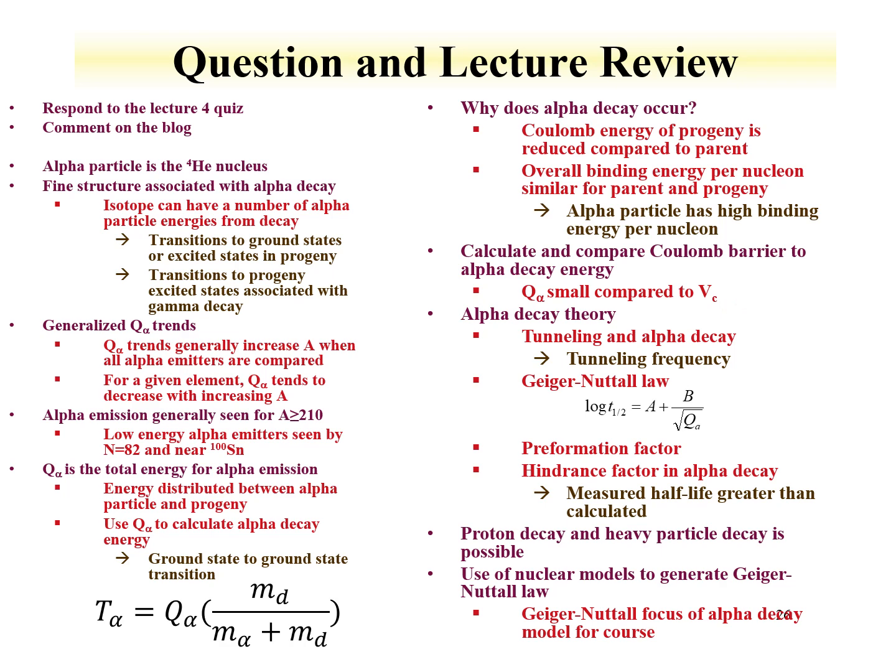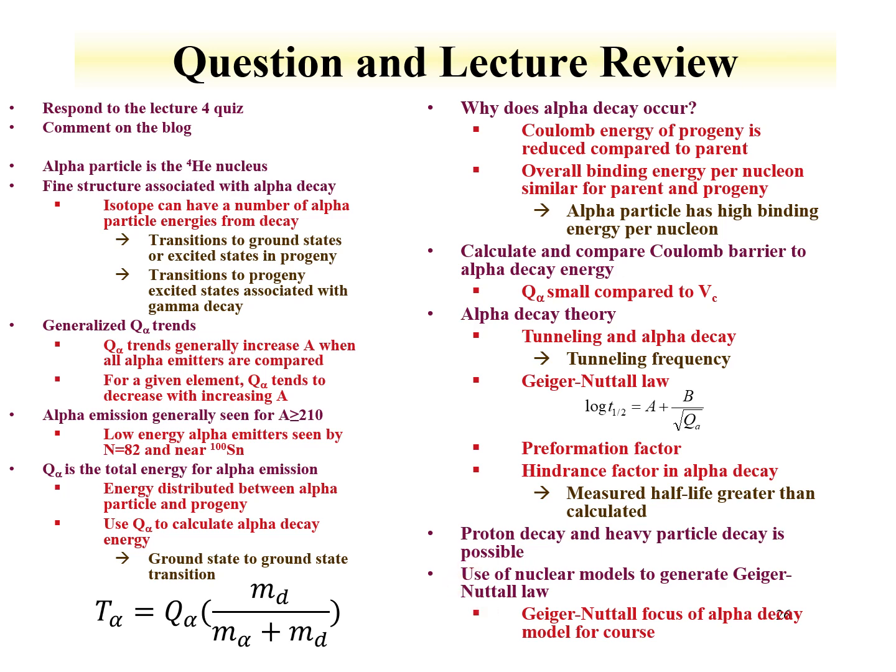There are some aspects of alpha decay theory you should take away from this lecture. One is that tunneling is important in alpha decay, and tunneling frequency is a term that we use to describe a property of the nucleus for alpha decay. We also discussed the Geiger Nuttall Law, and the Geiger Nuttall Law is shown here. We went through how the Geiger Nuttall Law can be derived from other nuclear models. And for this course, the Geiger Nuttall Law will be the primary model we'll use for alpha decay.